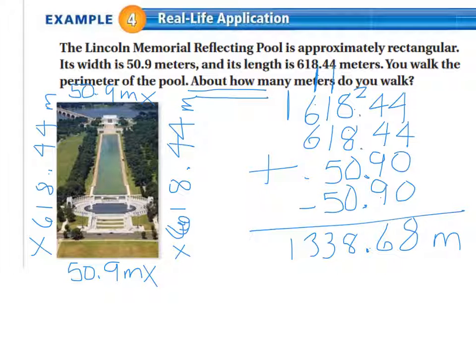The question says about, so that means they want me to round it to the nearest whole number. In looking at the fractional part I have here, 0.68, that would be 68 hundredths, which is more than half. 50 would be half, so it's more than half, so I can bump up this number, my ones, to one more. So it is about 1,339 meters.